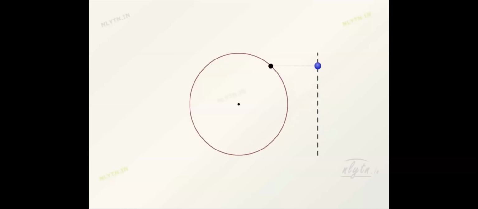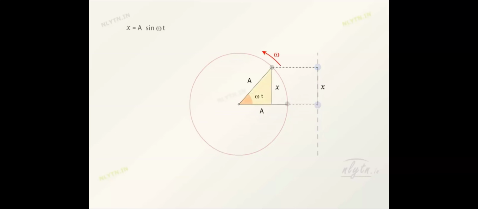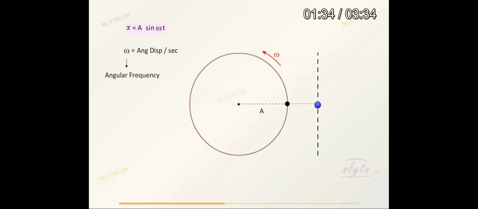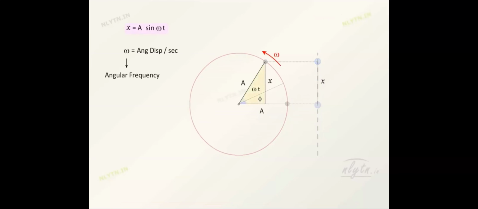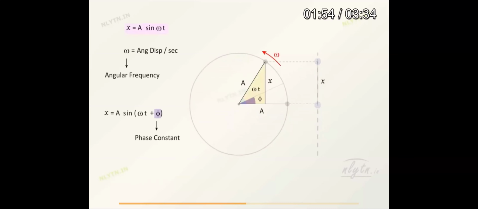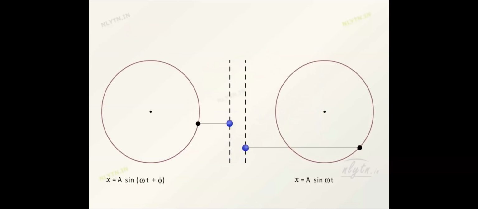Let us say that the angular speed of a particle moving along a circular path of radius a is equal to omega. If the particle starts from this position, then after time t, its angular displacement will be equal to omega t. And this distance x will be equal to the projection, a sin omega t. Suppose instead of that, if you start at some angle phi initially, then after time t the angular displacement is omega t plus phi. That's the derivation which we got. So there you can clearly see the projection.